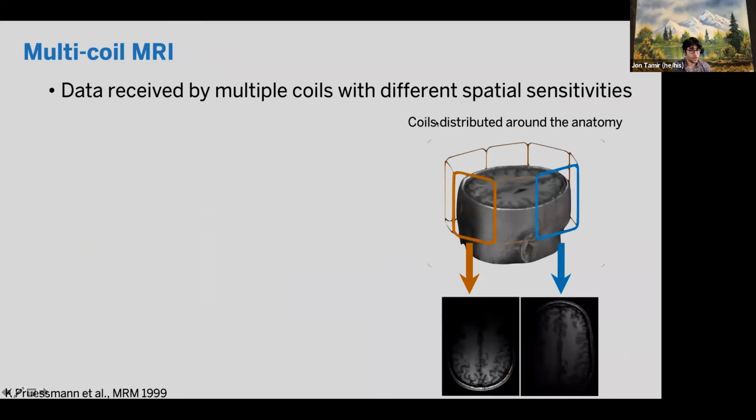Now, another thing I want to mention is that in MR, we're not collecting just one measurement, we're actually collecting channels of measurements. And so the data that we receive is from multiple coils. So we can place multiple coils around the anatomy, and each one is sensitive to a particular region in the body. So for example, this coil, which is sensitive to the back of the head, will pick up more signal from the back. And this one, which is on the right side, will pick up more signal near the front right. And these coils have a particular spatial sensitivity.